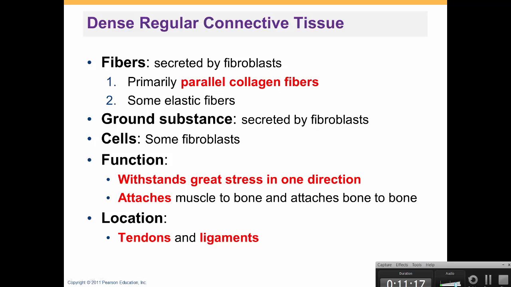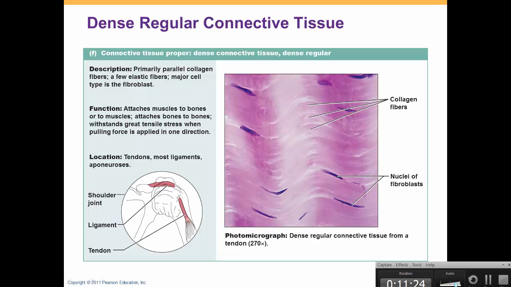We find this in the tendons and ligaments, because tendons and ligaments are stressed only in one direction. So as you can see, very nice, very neat fibers. They are all parallel to each other. They have some cells that are squeezed between them.